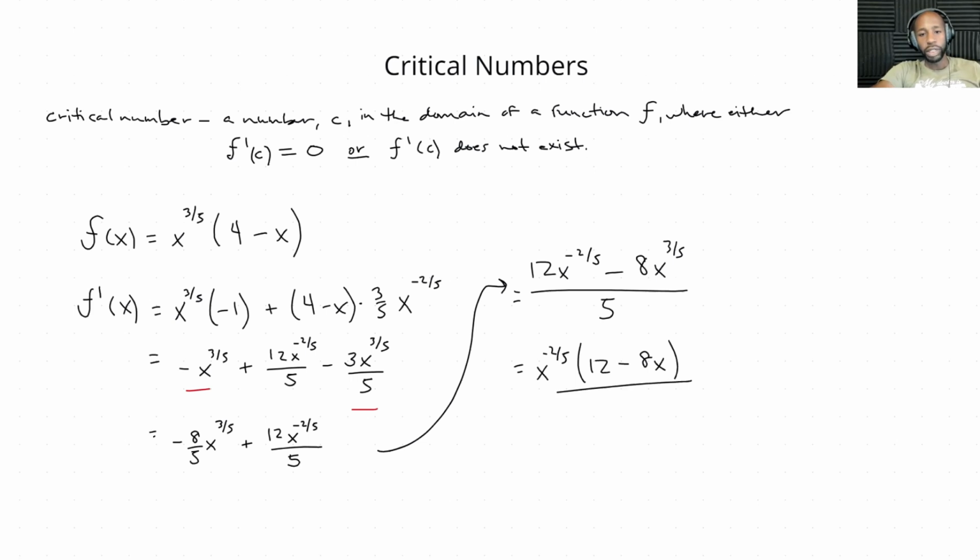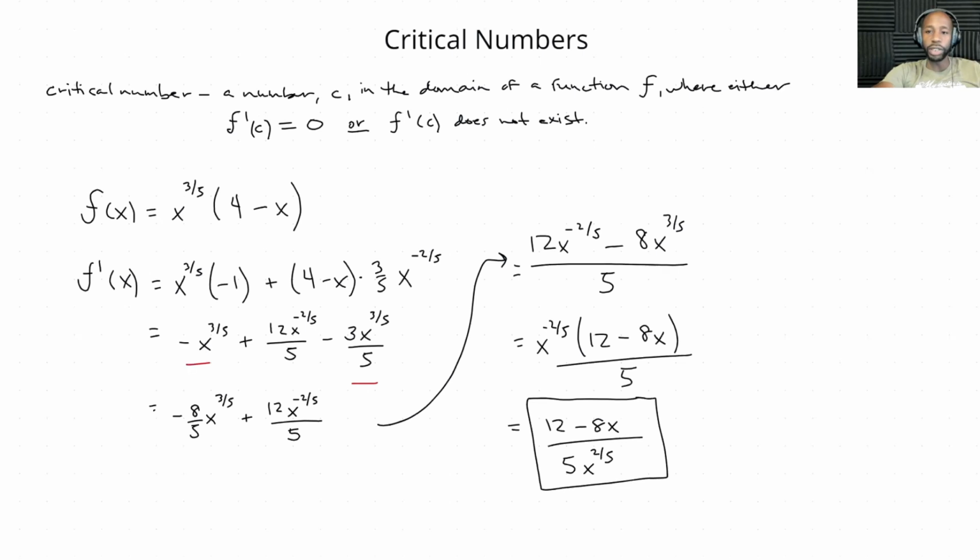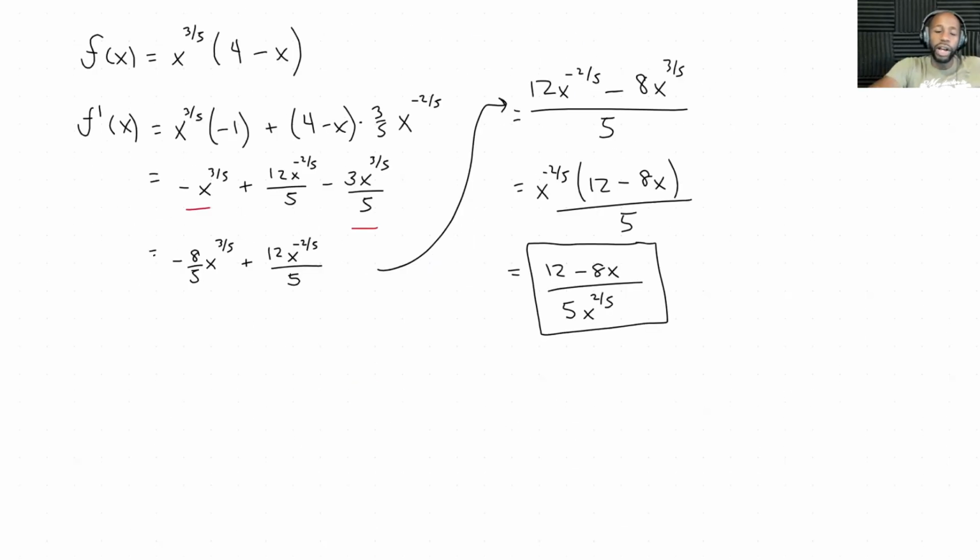So then finally this becomes 12 minus 8x over 5x to the positive 2/5 power. Okay. Now, that is the derivative of this function up here. Now, let's find the critical numbers, okay? Yeah, sorry, that was a lot there. I was trying to do this in a way that wasn't confusing and without having to follow my notes too much here on the video.